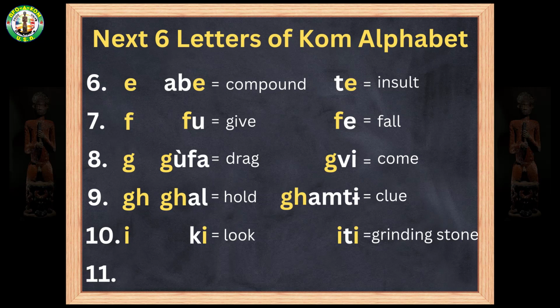Now, the last but not the least that we have for this second lesson is a letter I with a little cross like that. When you have it written like that in the Kom language, it stands for away, afu, aku. Aku actually stands for mortar.